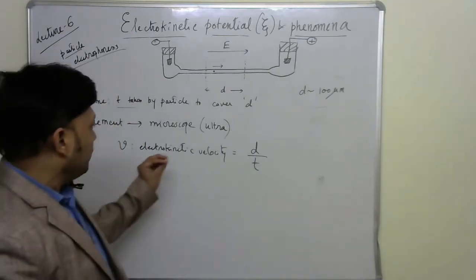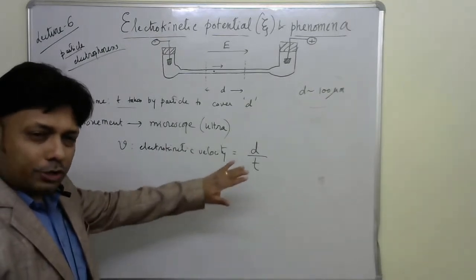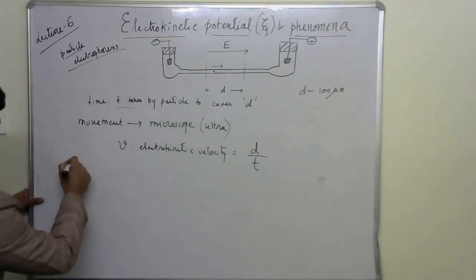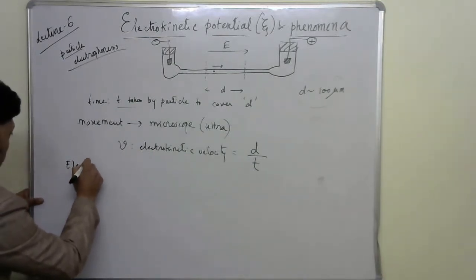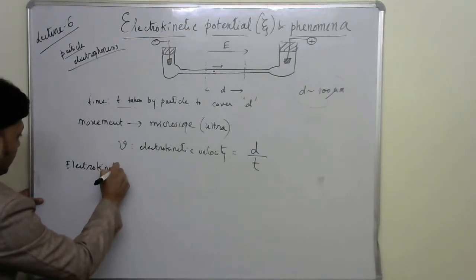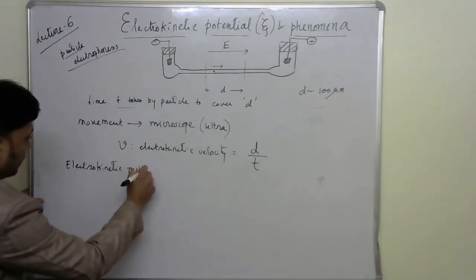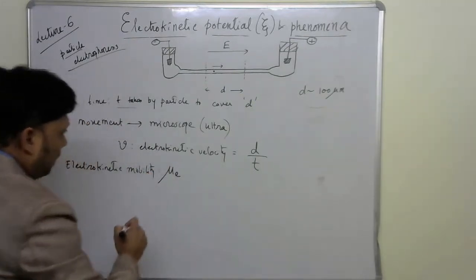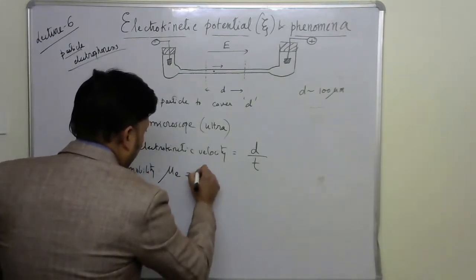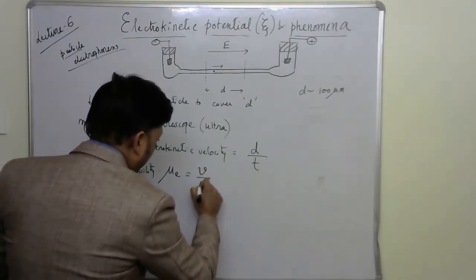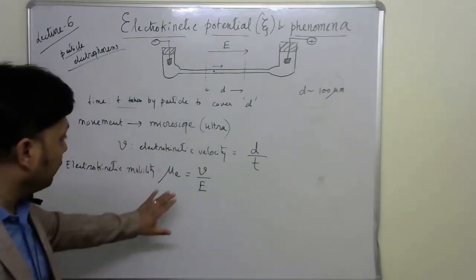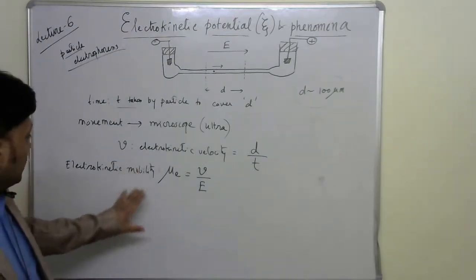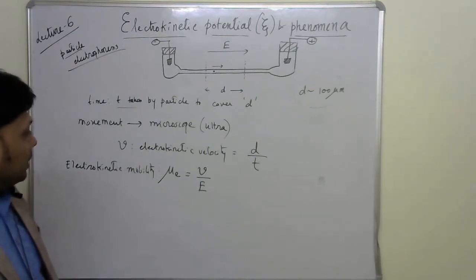But this electrokinetic velocity is also related to the electrokinetic mobility. There is a quantity called electrokinetic mobility, which is defined as mu subscript e. This is equal to the electrokinetic velocity divided by the applied electric field, the electric field experienced by the particle, E. This is how the electrokinetic mobility is defined.